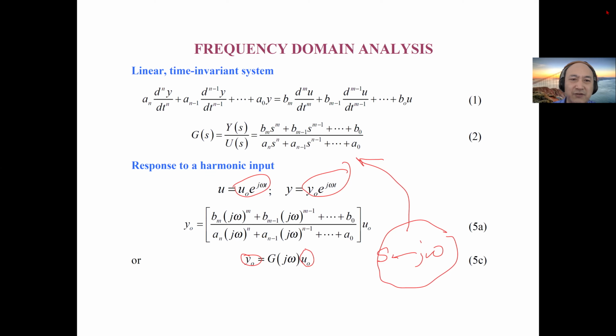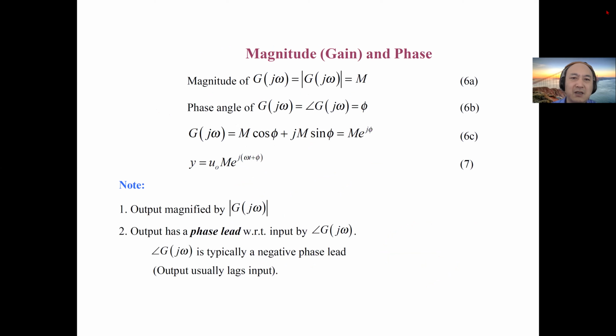Because if you take the derivative in here, like this one, what are you going to get? It is j omega to the power of n, like here. We have learned before that the frequency response is the magnitude and the phase. The phase is this, the magnitude is this, M and phi. So the output is written as the input magnitude times this magnitude and phi here.